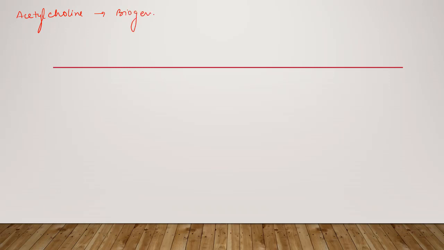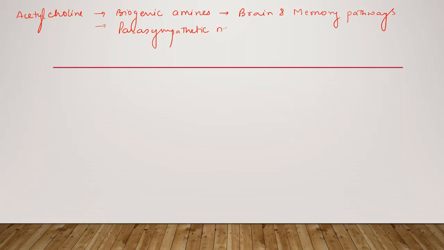They are biogenic amines. They help in brain and memory pathways. They act as a neurotransmitter in brain and memory pathways, mainly a part of parasympathetic neurons, having a calming effect on the body. Relax. It also helps to activate neuromuscular junctions.